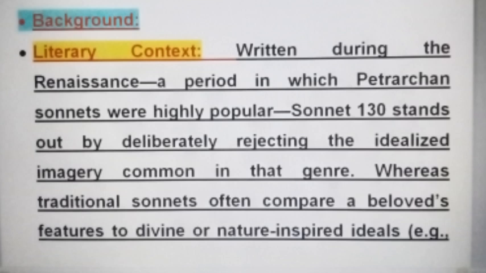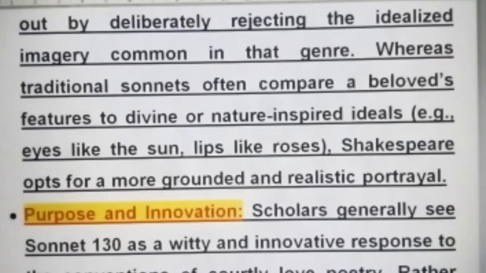Whereas traditional sonnets often compare a beloved's features to divine or nature-inspired ideals, for example, eyes like the sun, lips like roses, etc., Shakespeare opts for a more grounded and realistic portrayal.